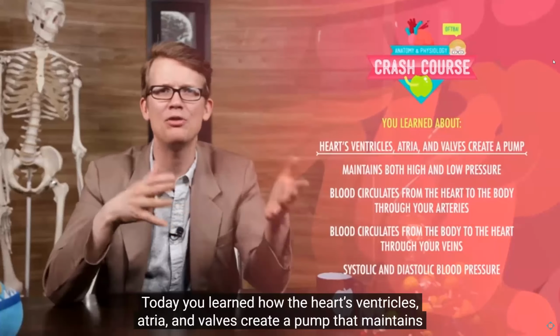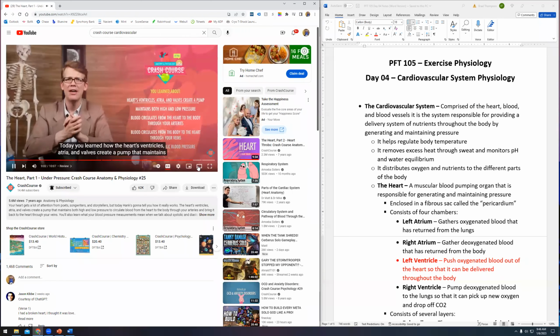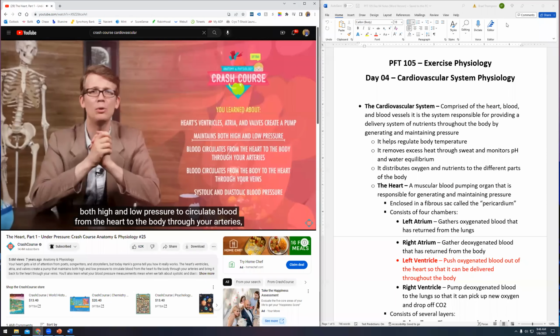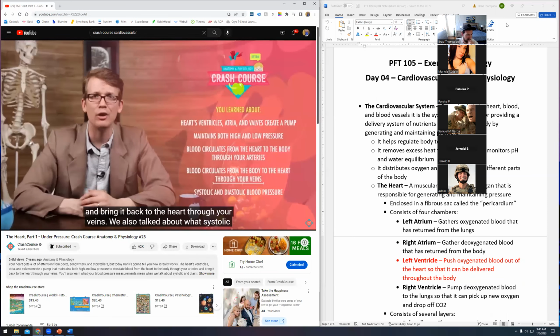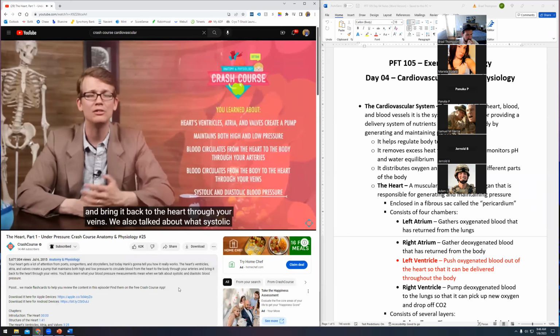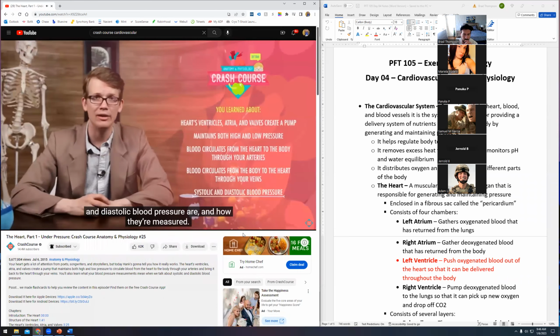Today you learned how the heart's ventricles, atria, and valves create a pump that maintains both high and low pressure to circulate blood from the heart to the body through your arteries and bring it back to the heart through your veins. We also talked about what systolic and diastolic blood pressure are and how they're measured.